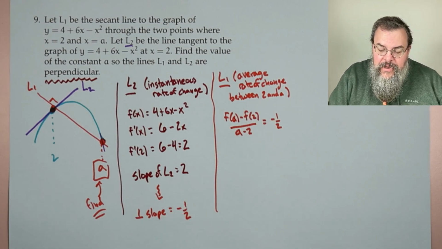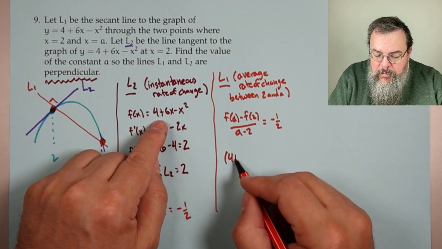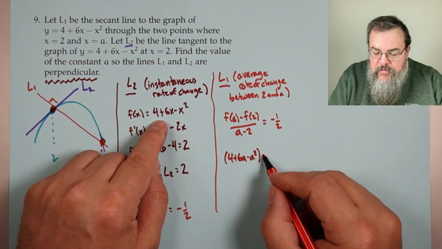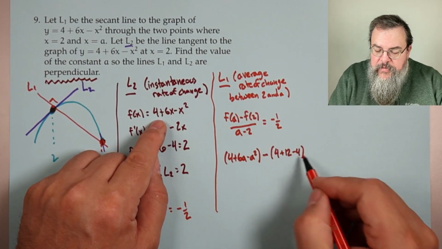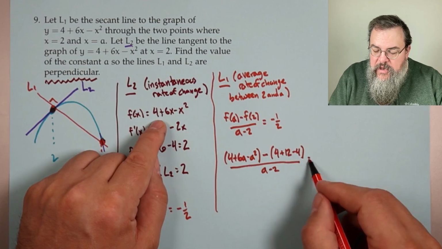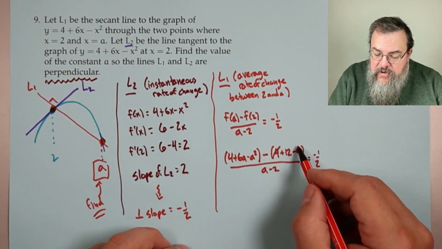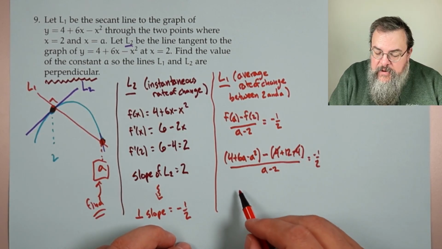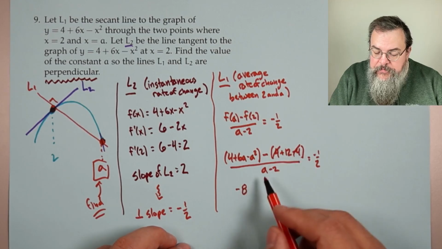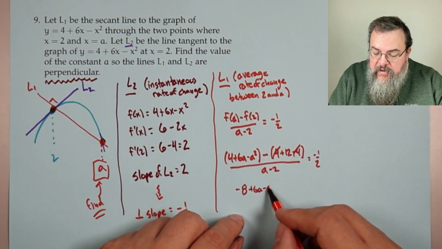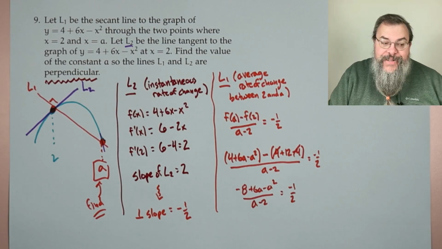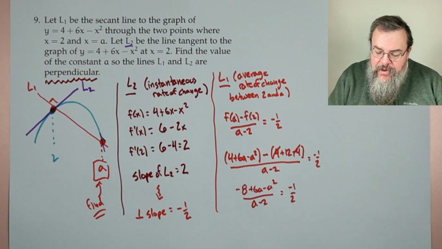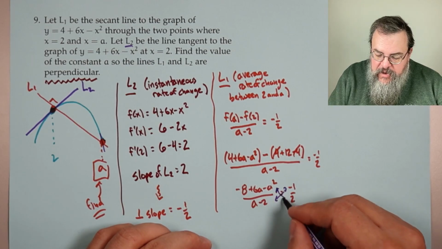Okay, well, now we plug in. So we have 4 plus 6a minus a squared, subtract, well, when you plug in, you get 4 plus 12 minus 4, all over a minus 2 equals minus 1/2. All right, well, the 4's cancel. That's nice. So we have 4 minus 12, that's negative 8, plus 6a minus a squared over a minus 2 equals minus 1/2. Okay, so we have fractions, and when we have fractions, what do we do? We cross multiply. Okay, great.